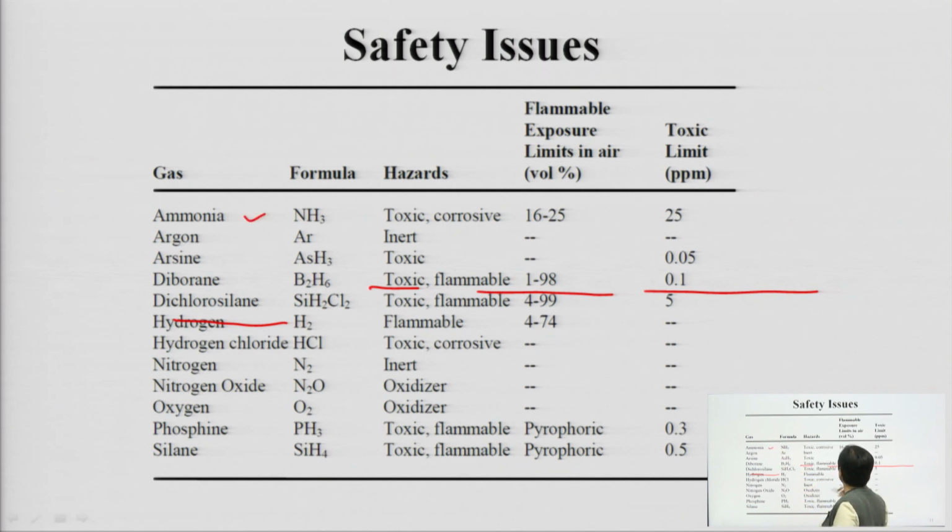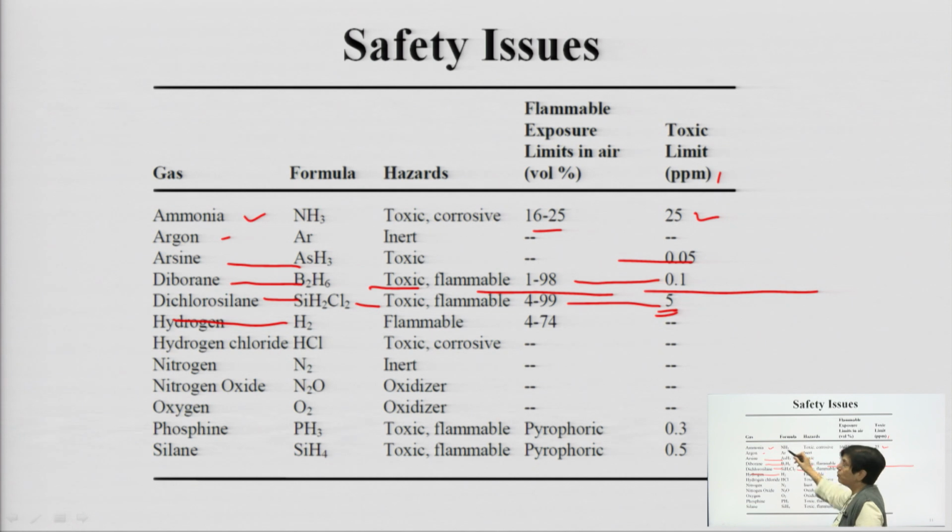One is ammonia, with a limiting toxicity of 25 ppm, and a flammable exposure of 16 to 25% by volume. You have argon, which is inert, but you have arsine, which is toxic, diborane, which is again toxic, and dichlorosilane, which is again toxic and flammable. Toxicity is measured in ppm, parts per million. So, highly toxic materials are present here. You have phosphine, which is also toxic, then silane, which is also toxic and pyrophoric.